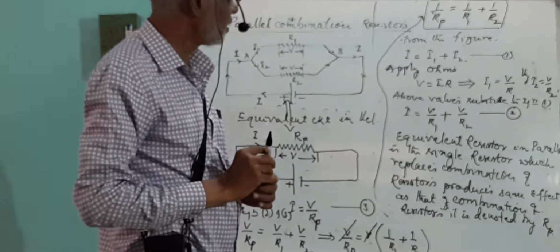If I write it like this, how are we going to write it? It is the reciprocal of Rp. Rp represents the equivalent resistance in parallel combination. 1 upon Rp is nothing but the reciprocal of Rp. Rp represents the equivalent resistor in parallel combination, which is equal to the sum of the individual resistors R1 and R2. So this is the statement of the parallel combination of resistors.